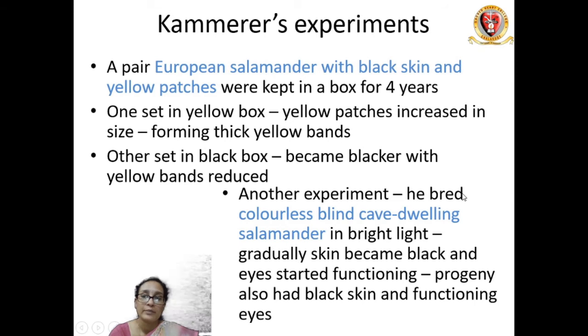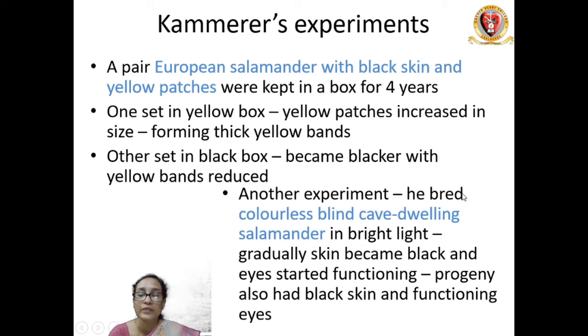Now let us look at some of the experiments done by neo-Lamarckists. Kammerer took a pair of European salamanders with black skin and yellow patches, and he kept them in a box for 4 years. He kept one set in a yellow box, and after 4 years he found the yellow patches increased, forming thick yellow bands. The other set he kept in a black box, and he found them to be blacker with reduced yellow bands 4 years later.